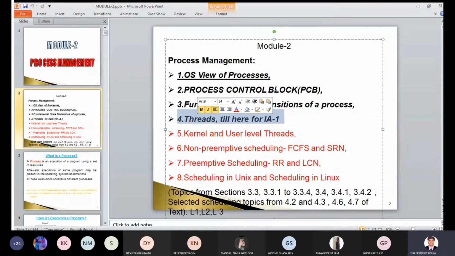Explain the concept of process control block in detail. Briefly describe the fundamental state transitions. What do you mean by threads? Explain the threads concept in detail. Right? So there are 4 questions here.